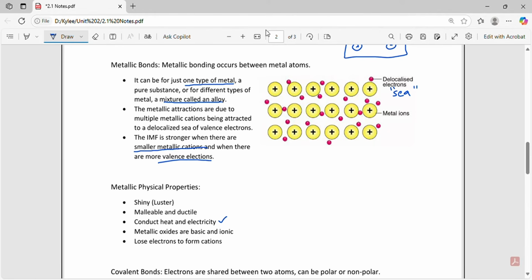They tend to be malleable and ductile. Malleable means it can be hammered into sheets. Ductile means it can be stretched into wires. They tend to be shiny, and a fancy way to say that is that they have luster. When they form with oxygen, they tend to be basic in nature. So for example, if I had something like magnesium with oxygen, MgO, that is going to form something that's chemically a base. And then they tend to lose electrons when they form cations.